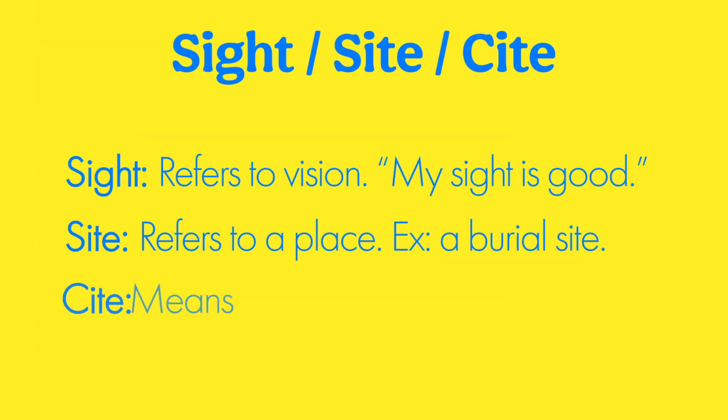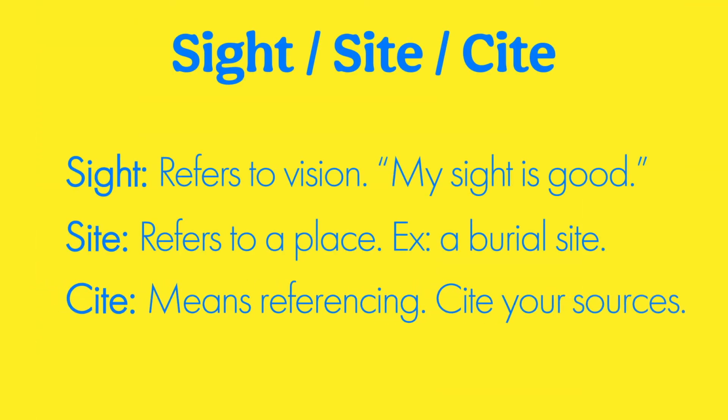And then cite with a C means referencing. So like if I were to write a paper, I would need to cite my sources. So that form of cite is C-I-T-E. So we have sight, S-I-G-H-T, which is for vision. We have site, S-I-T-E, which is for a specific place. And then we have cite, C-I-T-E, which is for referencing. Okay, so those are our words to know. I know that there's a few of them, but once you have them down, it's gonna feel so much better while you're taking the test.